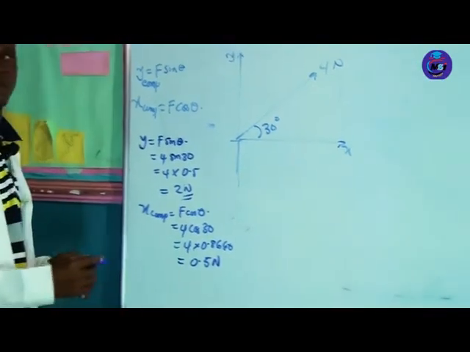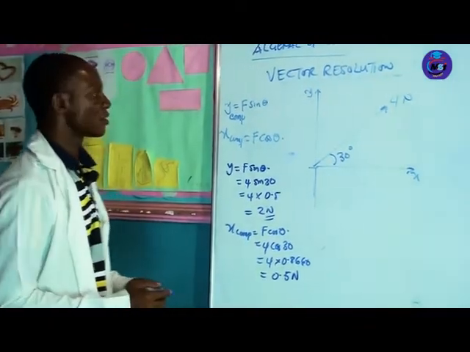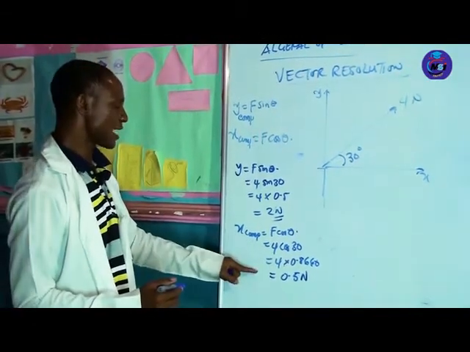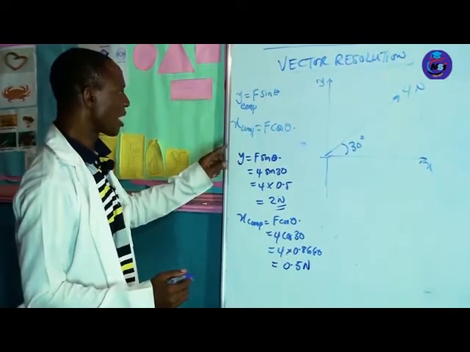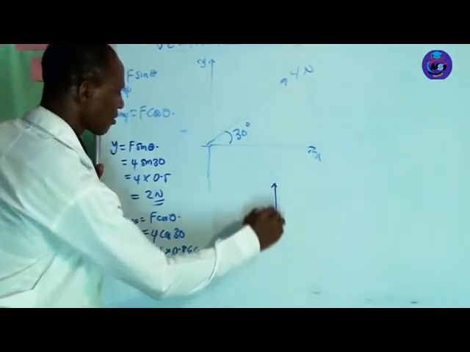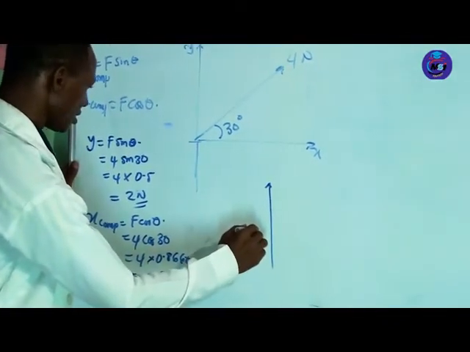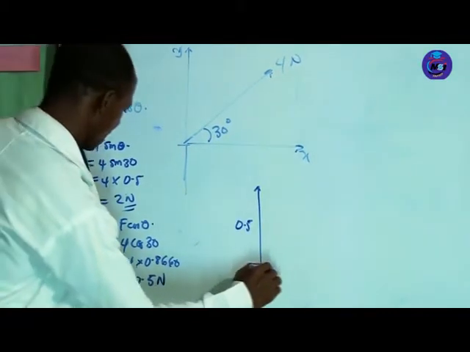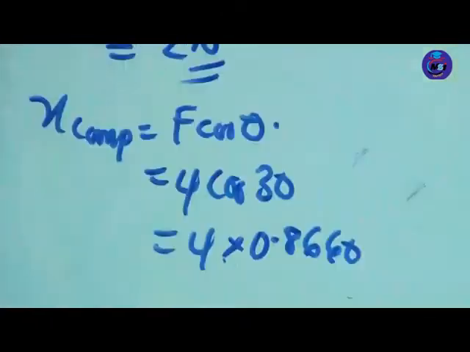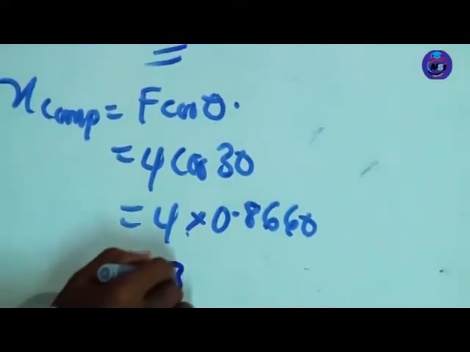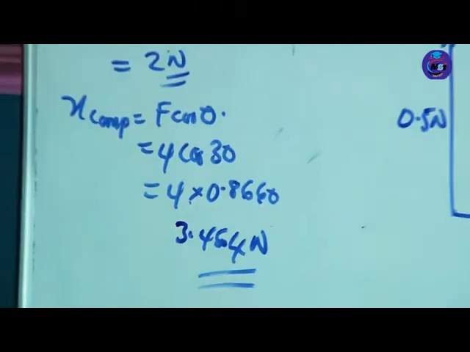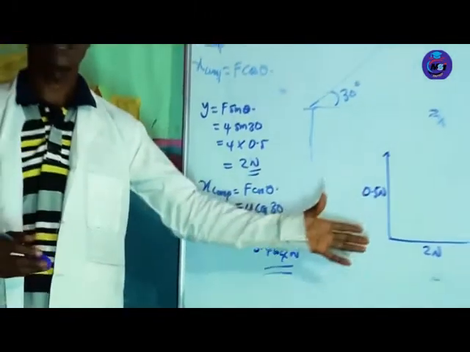So Newton. 0.5 Newton. So we now represent this one on the s-axis and on the y-axis. We now have the y-axis like this, 0.5, the s-axis like this, 2 N. And when you multiply this and this, we have 3.464 Newton.